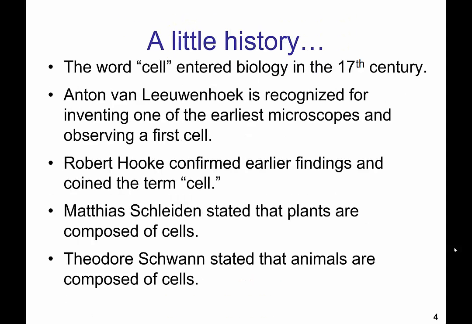A little history in the world of cells. The word cell entered biology in the 17th century. Antoine van Leeuwenhoek is recognized for inventing one of the earliest microscopes and observing a cell. Robert Hooke confirmed earlier findings and coined the term cell. Matthias Schleiden stated that plants are composed of cells, and Theodor Schwann stated that animals are composed of cells. This is all leading up to the cell theory, which we'll get to momentarily.